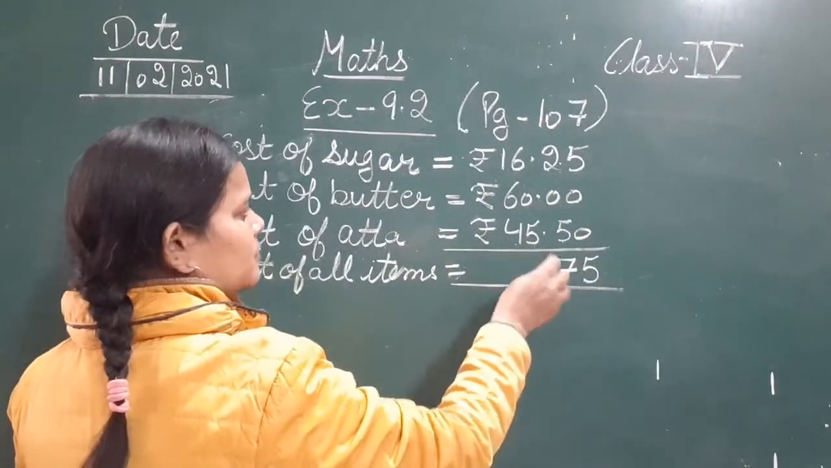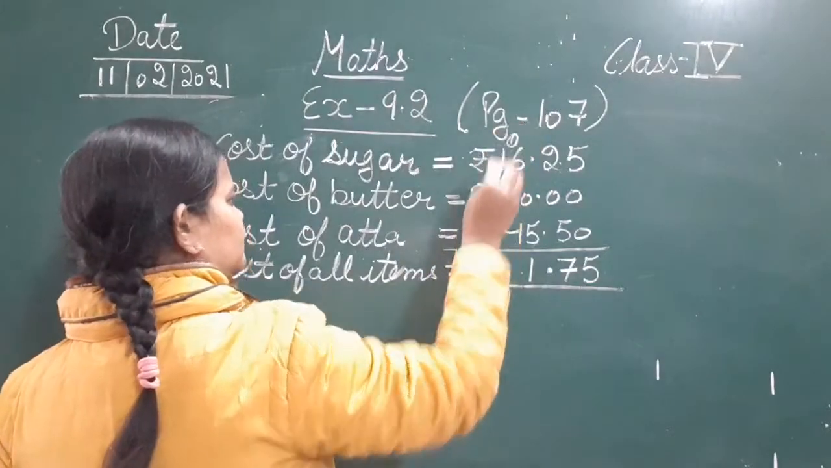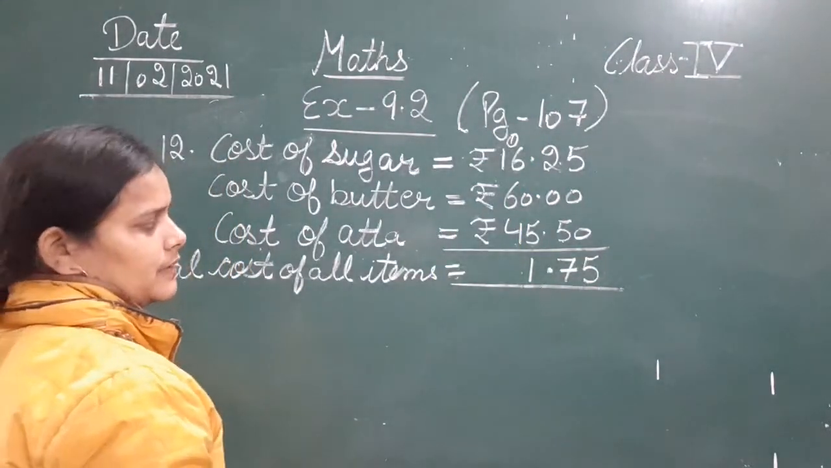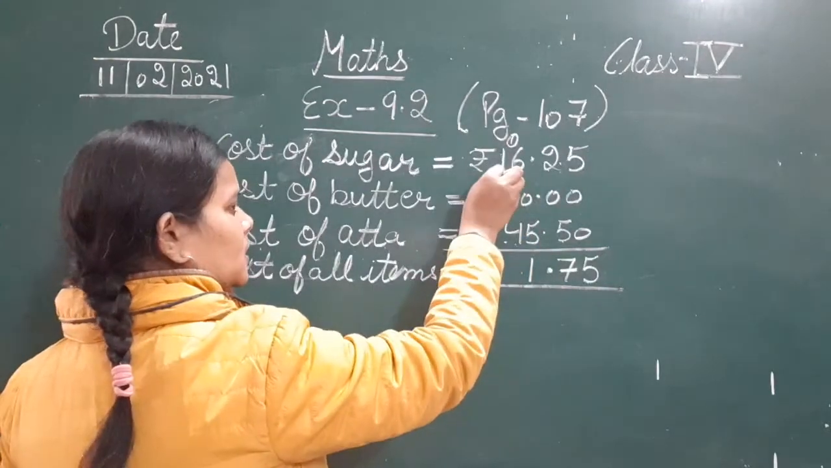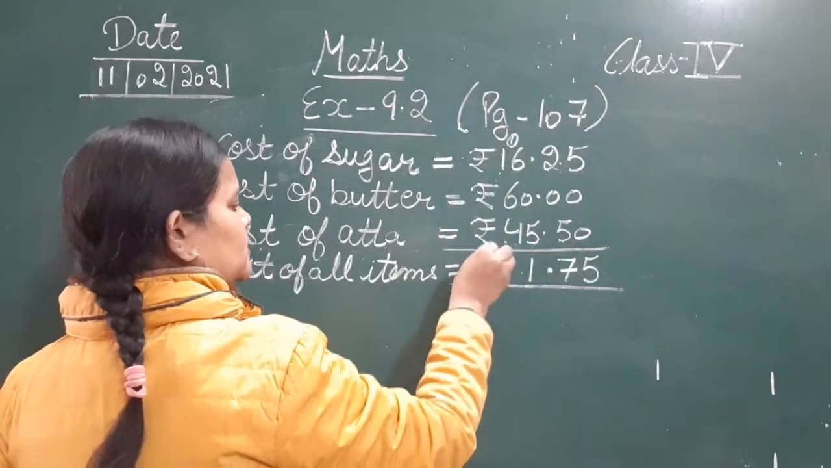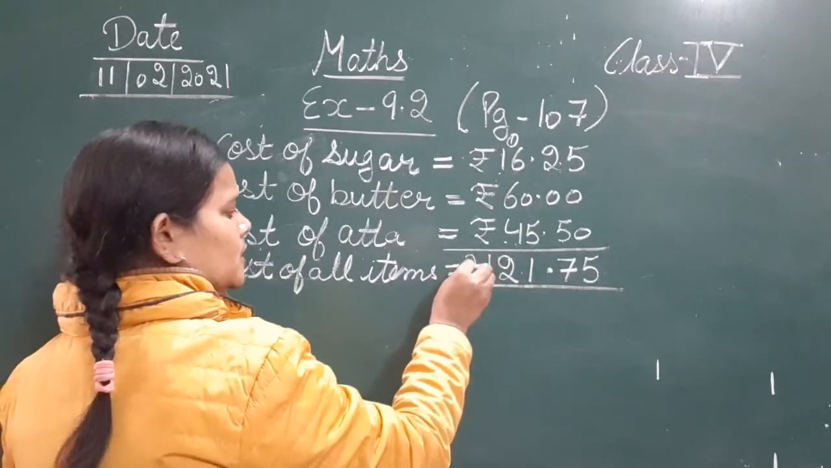6 plus 5, 11. 1 will be carried forward. 6 plus 4, 10 plus 1, 11 plus 1, that is 12. So that is rupees 120.